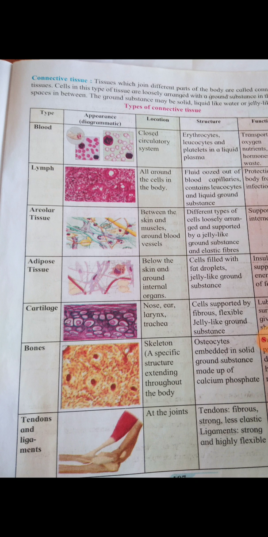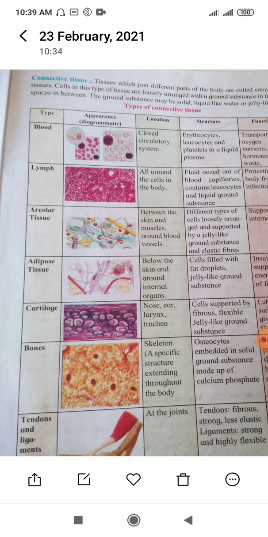This type of tissue is loosely arranged with a ground substance in the free space in between. The ground substance may be solid, liquid like water, or jelly like. See, the cells in this type of tissue are loosely arranged.